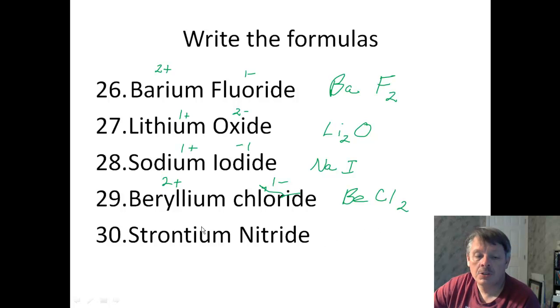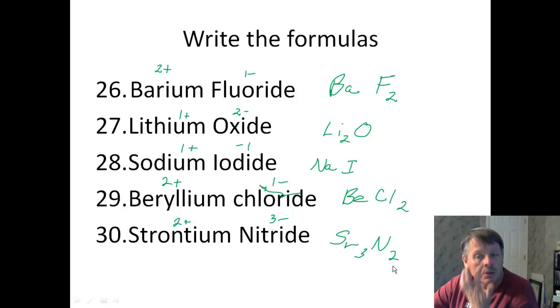And strontium nitride. Well, strontium is Sr. Nitride is N. Strontium has a 2+ charge, and nitride has a 3- charge. So when I cross them, I have to have 3 strontiums and 2 nitrides. So it's Sr3N2.